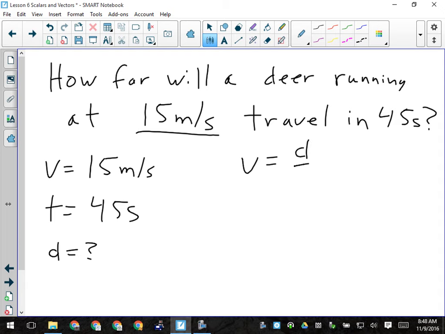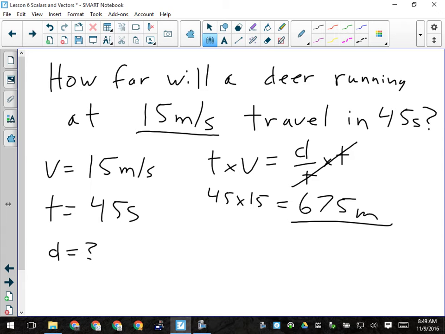All right, so v equals d over t, and we're being asked to find d. So that means I have to move time, and to do that I have to do the opposite. So I would multiply, because right now I'm dividing by t. So t will cancel on that side. What I do to one side, I do to the other. And now I've got my formula for d. Everybody follow so far? Okay, so we'll take our 45 seconds, multiply it by 15. It comes out to 675 meters, is that right? Okay, 675 meters is how far the deer will run in 45 seconds at that speed.